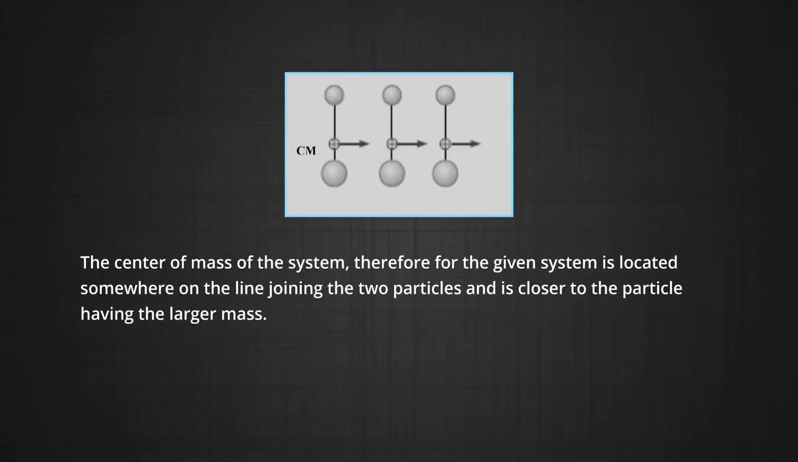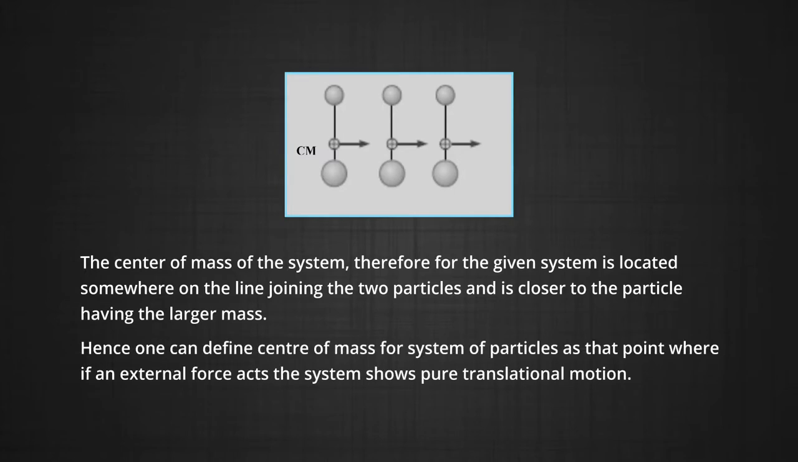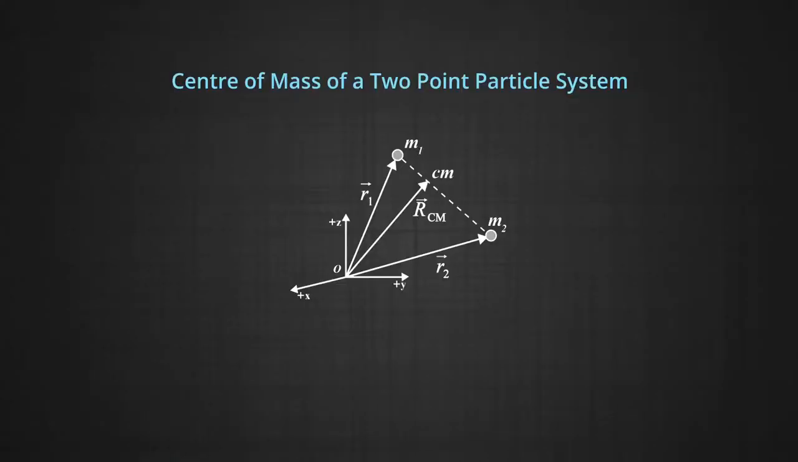The center of mass of the system can therefore be defined as located somewhere on the line joining the two particles, closer to the particle having the larger mass. Hence, one can define the center of mass as the point where, if any external force acts, the system shows pure translational motion. We'll now try to find out mathematically the center of mass of a two-particle system.